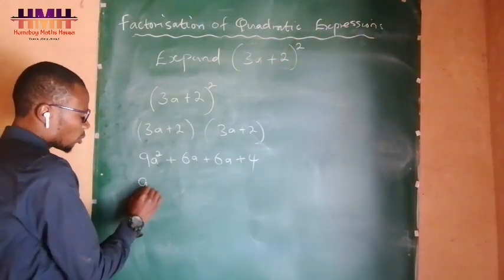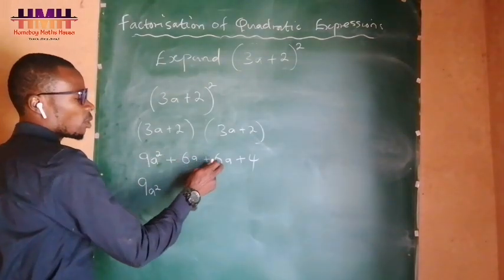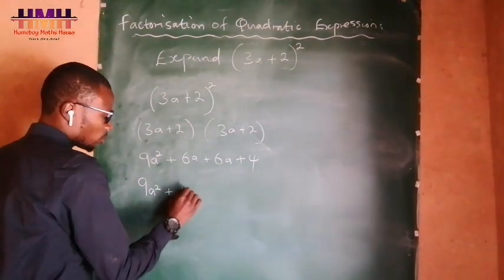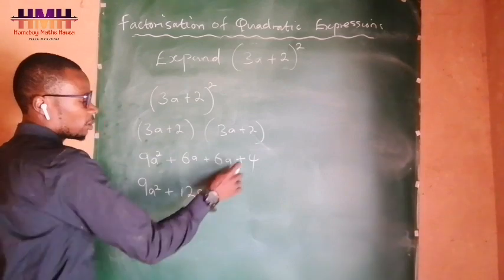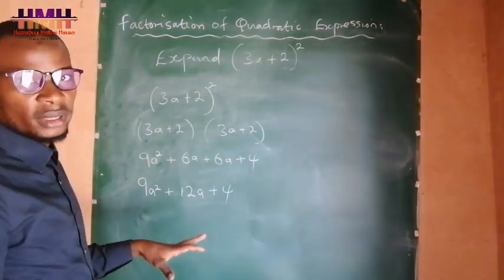We bring down the 9a squared. So 6a plus 6a equals plus 12a, plus 4, which we bring down. So this is our final answer.